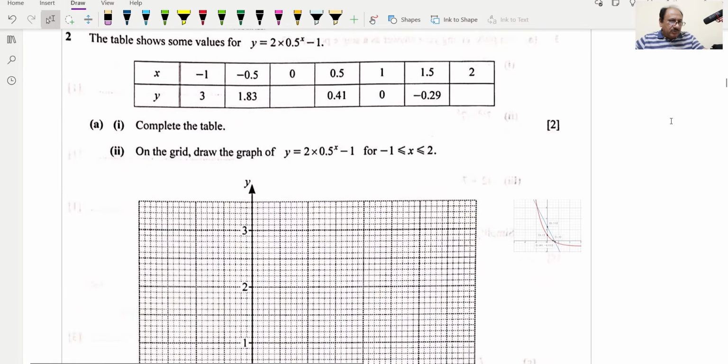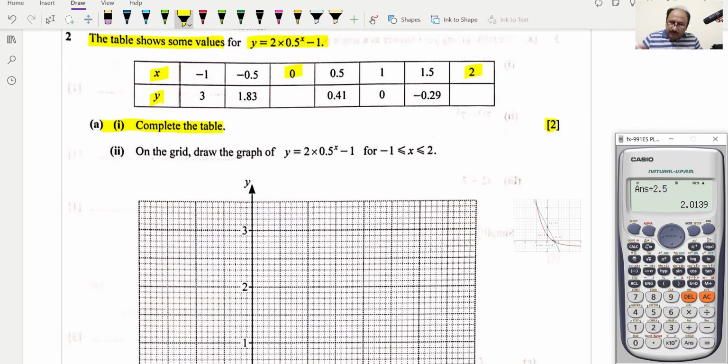Now question number 2. A table is provided. The table shows some values for this equation, x value and y value. They have completed the rest of the values. Only 2 values we have to complete, and complete the table. This is part 1, a 2-mark question.